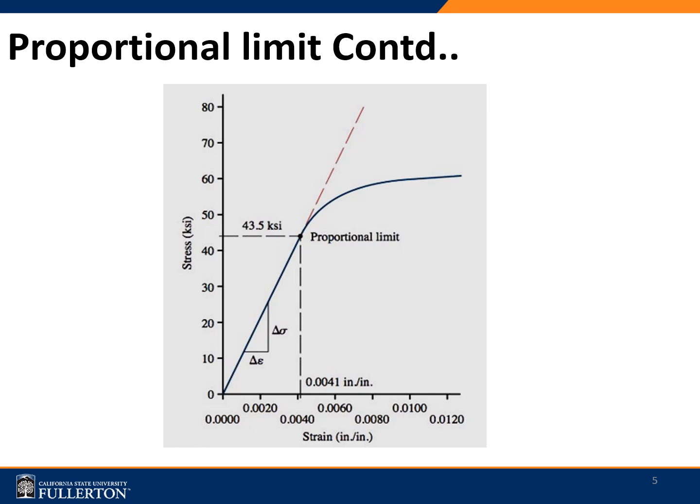Here in this figure, you could see the proportional limit at 43.5 ksi stress, and the stress-strain plot tends to curve and move away from the linear behavior. The corresponding strain here is 0.004 inches per inch.